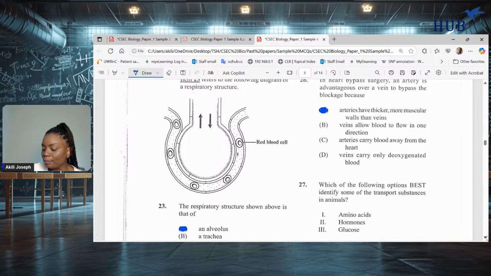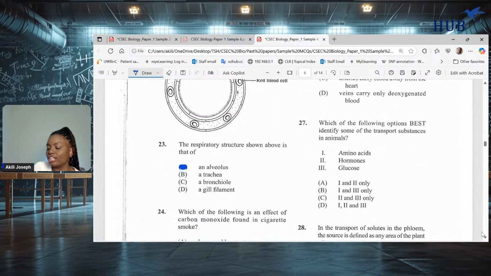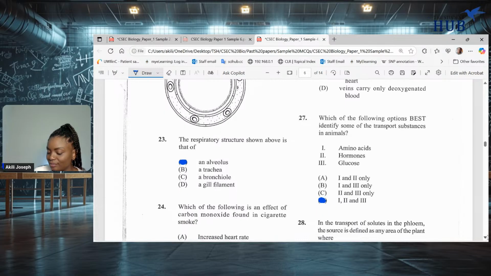Which of the following options best identify some of the transport substances in animals? Is it amino acids, hormones, glucose? 27 is going to be all three, right? You have amino acids, hormones, and glucose being transported. In some versions of that question, you will see 3 as sucrose instead. So pay attention.